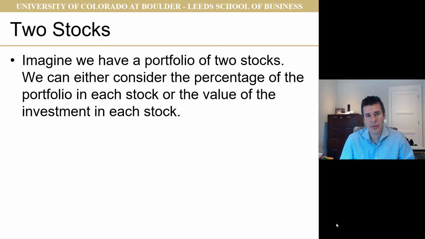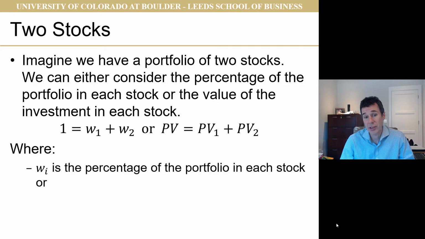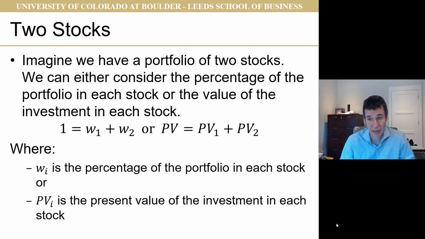So imagine we have two stocks. We can consider either the percentage of a portfolio in each stock or the value of the investment in each stock. The numbers are going to come out very different, but we can work with either. So we can either go percentage of investment, weight 1 plus weight 2 equals 1, or the dollar value investment, right? The present value of the portfolio is the present value invested in the first stock plus the present value invested in the second stock.